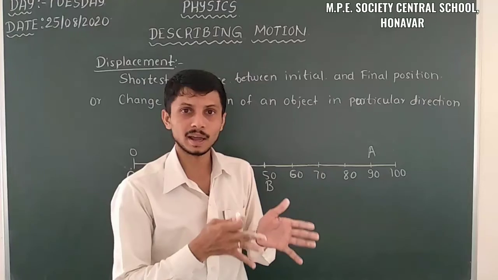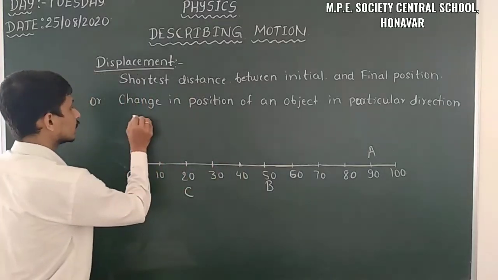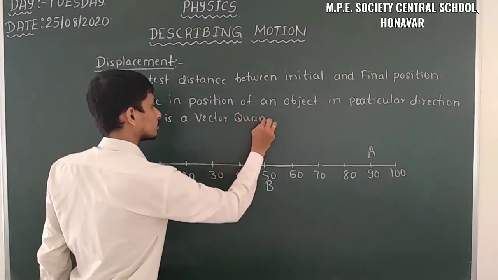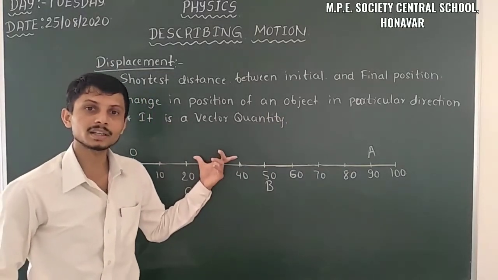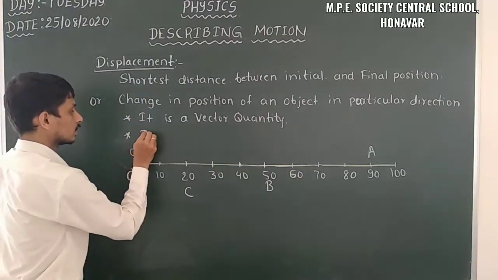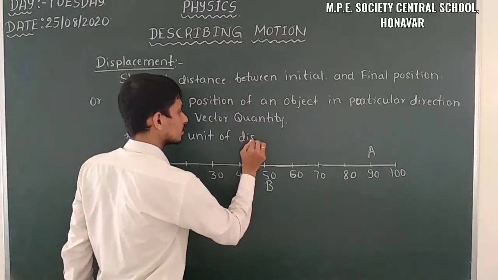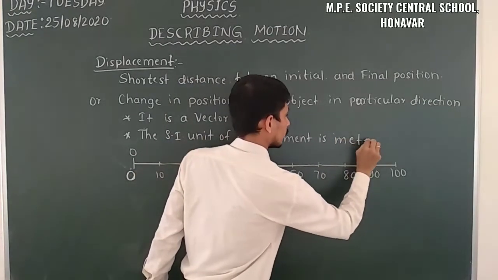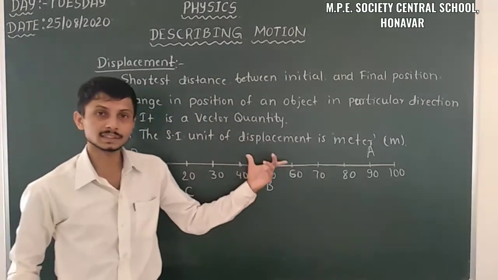So when a quantity has both magnitude and direction, that quantity is nothing but the displacement. That is, it is a vector quantity. Also, this quantity we express in terms of the SI unit meter. That is, the SI unit of displacement is meter, which we can write as m. So this is about displacement. It's a vector quantity. The SI unit of displacement is meter.